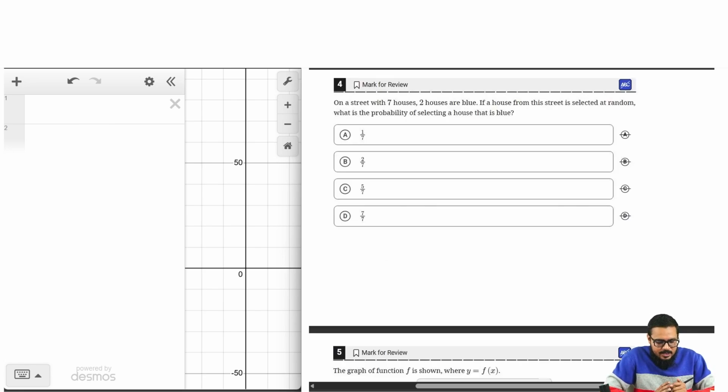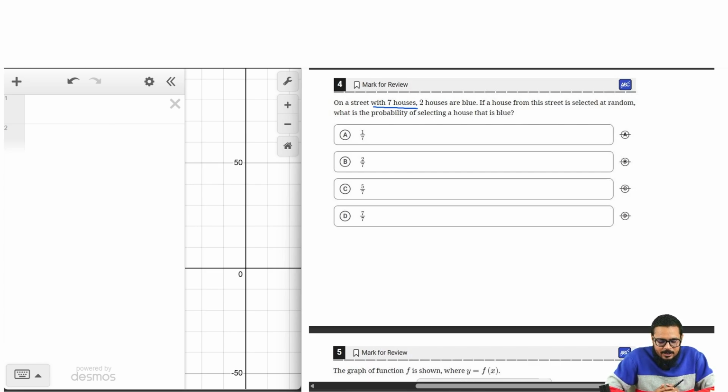On a street with 7 houses, 2 houses are blue. So the question tells us that we have total number of houses as 7, and out of those total number of houses, 2 houses are blue. Now if a house from this street is selected at random, what is the probability of selecting a house that is blue? So favorable outcomes divided by total outcomes, that's a simple formula of probability.